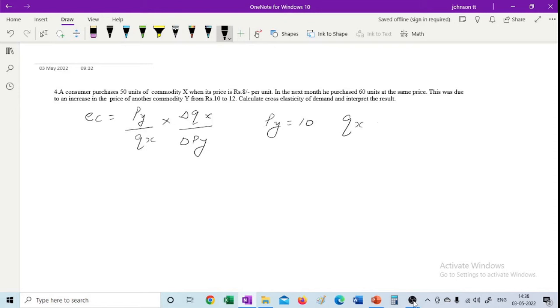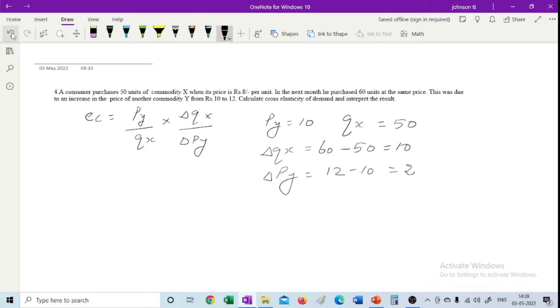Q X is not equal to 60, but it is 50 only. Q X is equal to 50. And what is delta Q X, the changed quantity? That is equal to final quantity 60 minus 50. So that is equal to 10. And what is delta P Y? That is equal to 12 minus 10. So that is equal to 2.